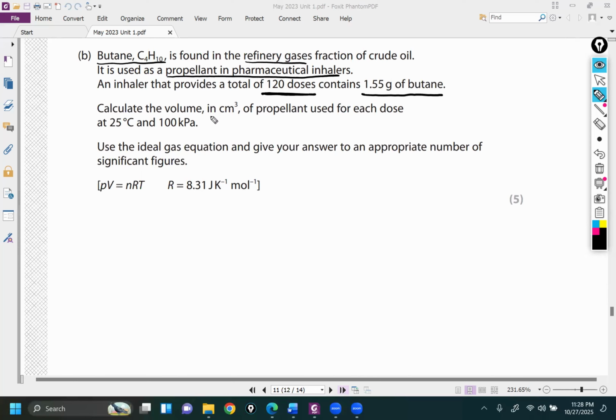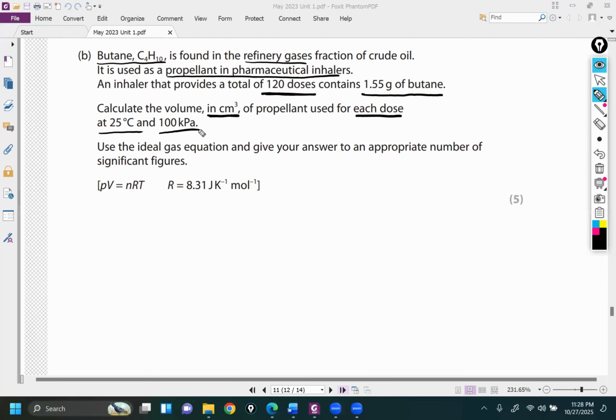of propellant used for each dose, at this temperature and this pressure. Now just focus on each and every part, please. Use the ideal gas equation and give your answer to an appropriate number of significant figures. In this question, I already underlined the points which you need to focus on.